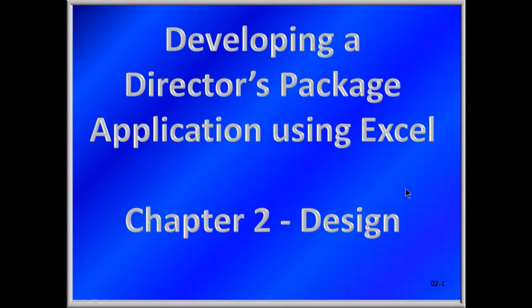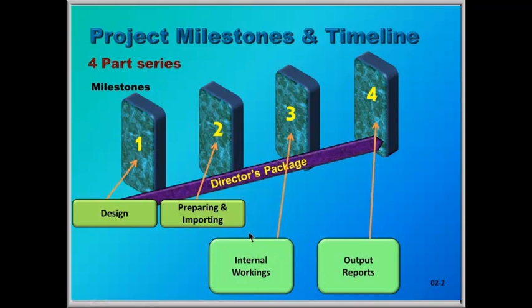We continue with Chapter 2 of developing a director's package application using Microsoft Excel. Now, we've already defined it as a group of accounting reports which the Board of Directors require each month. And we have discussed some of the overall issues, but we will need to get more detailed on the design. We've already formulated our 4-part plan. After this discussion, we'll be able to start dealing with the data, but first we need to plan out the layout of the application.